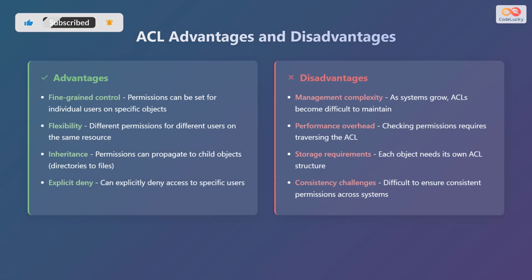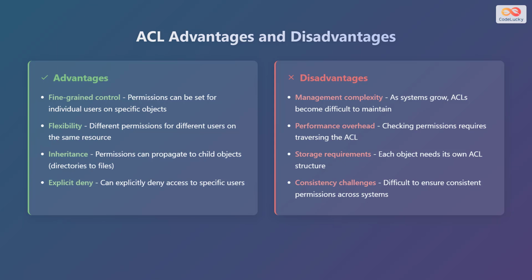Like any security mechanism, access control lists have their own set of advantages and disadvantages. The advantages are fine-grained control. Permissions can be set for individual users on specific objects. Flexibility is another advantage, where different permissions for different users on the same resource. Inheritance, where permissions can propagate to child objects from directories to files. Explicit deny, which allows you to explicitly deny access to specific users.